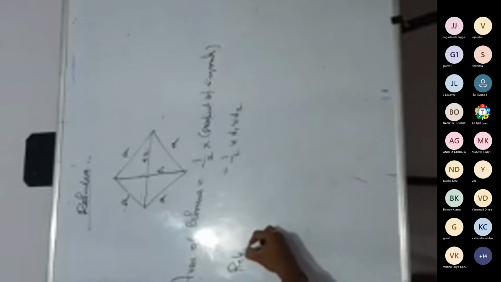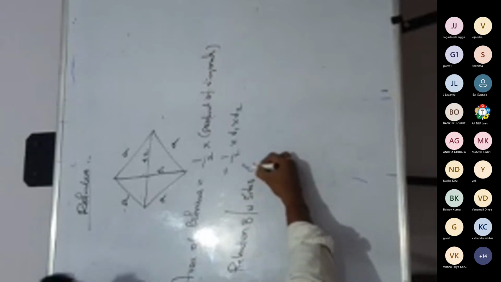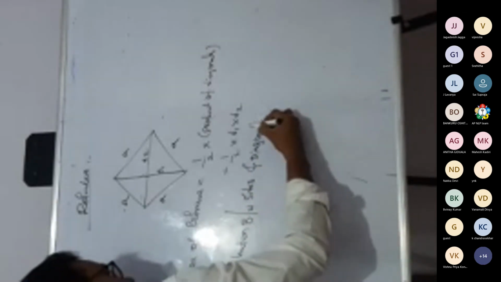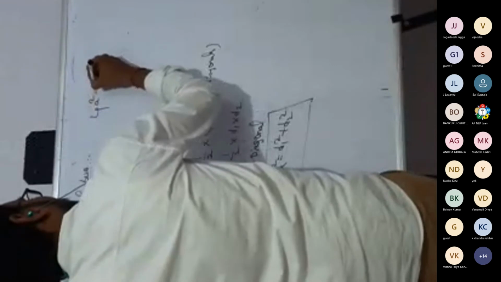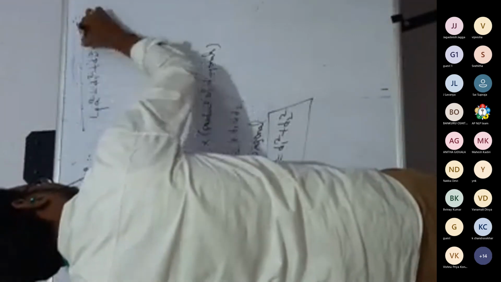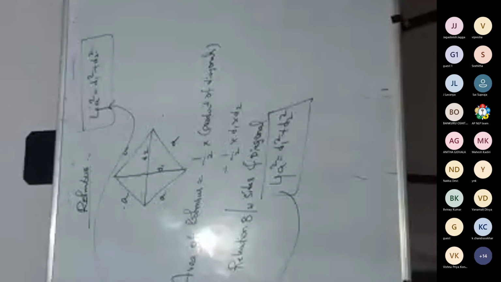See here all the sides are equal. And what is the relation between sides and diagonal? That is 4a square is equal to d1 square plus d2 square. This is a very, very important relation between sides and diagonals. You can derive it also.